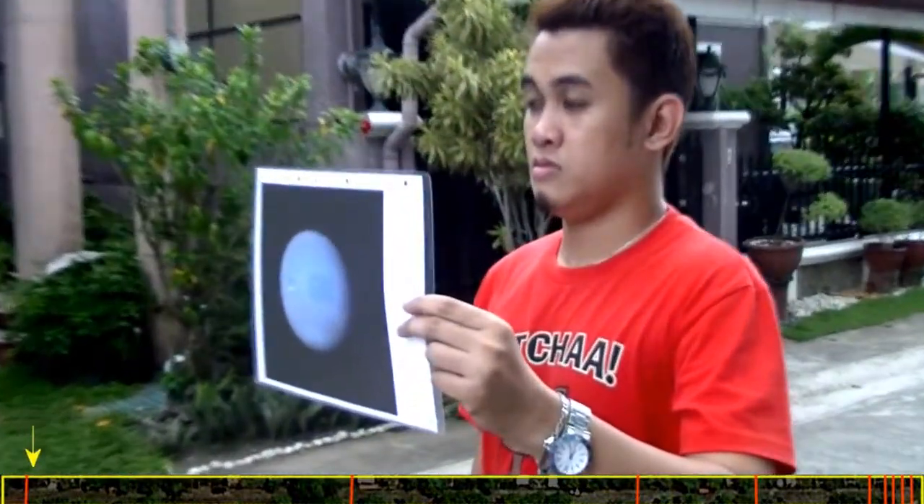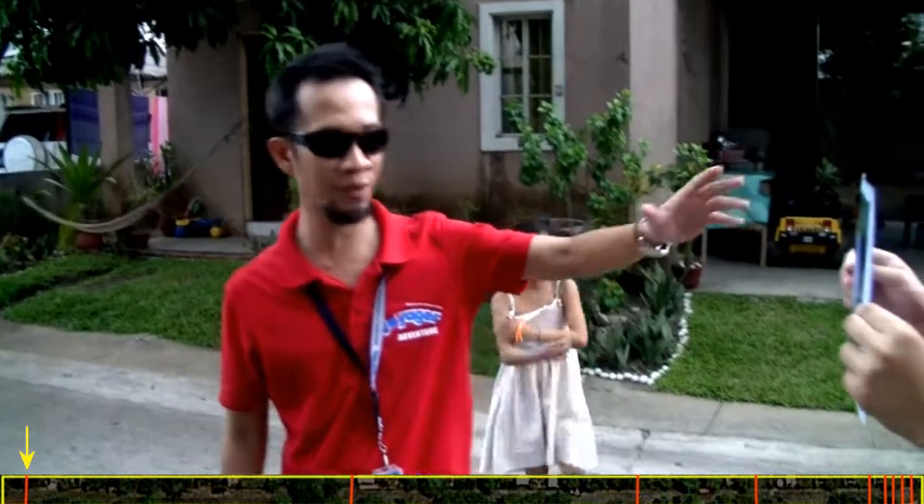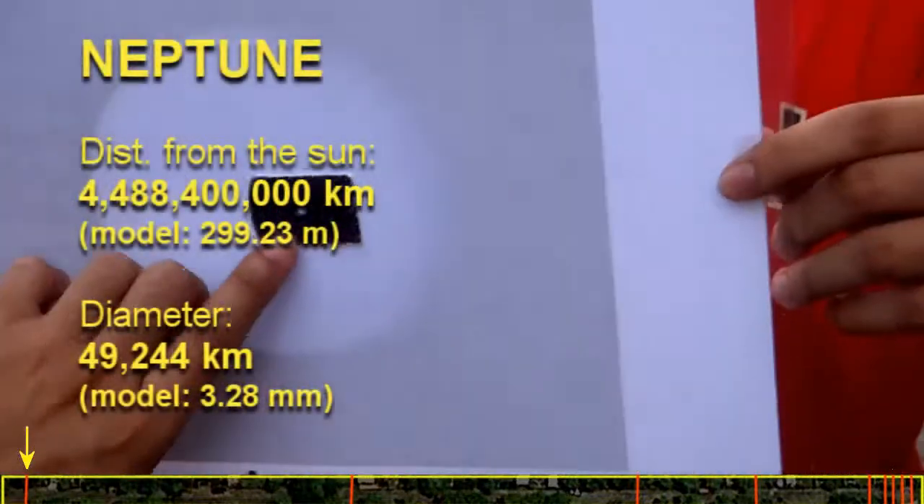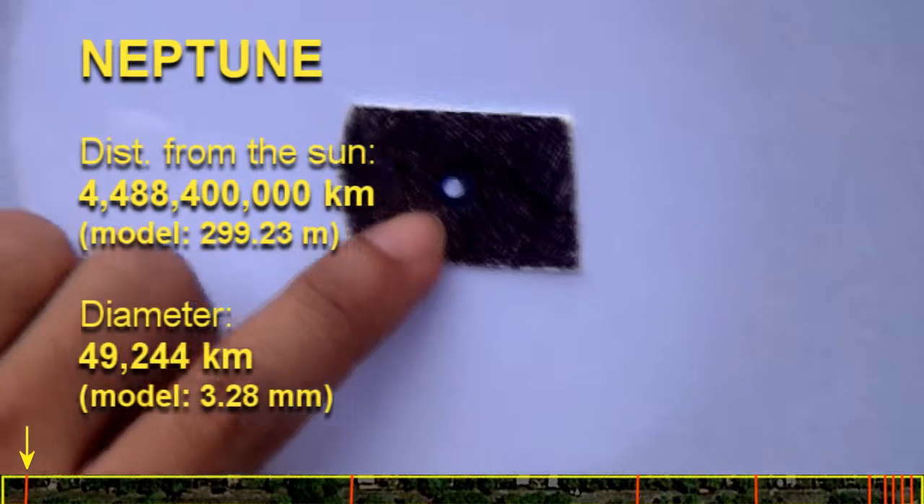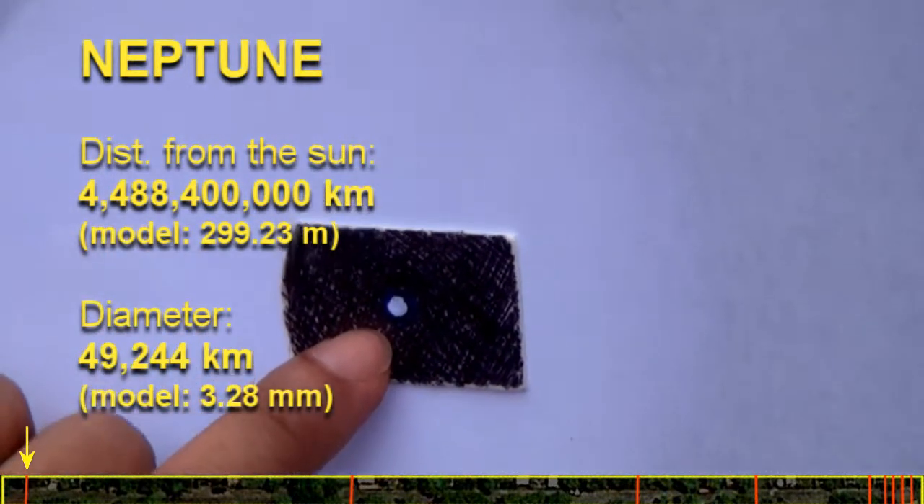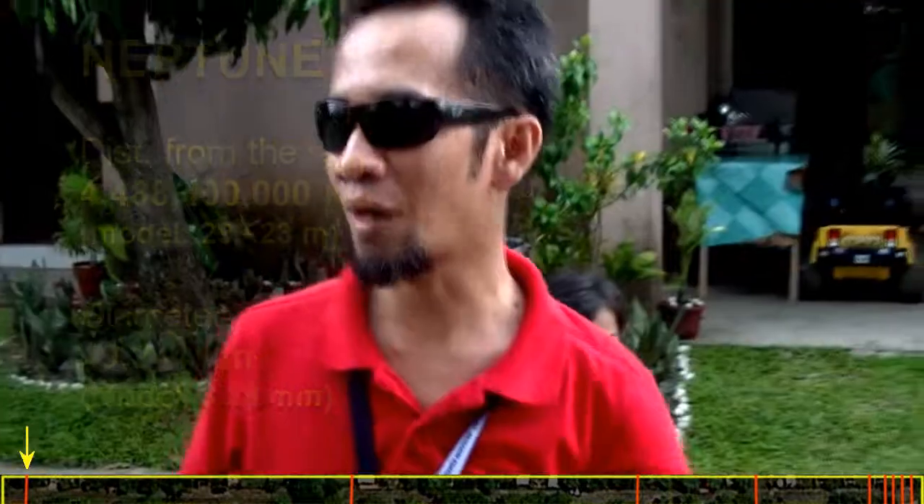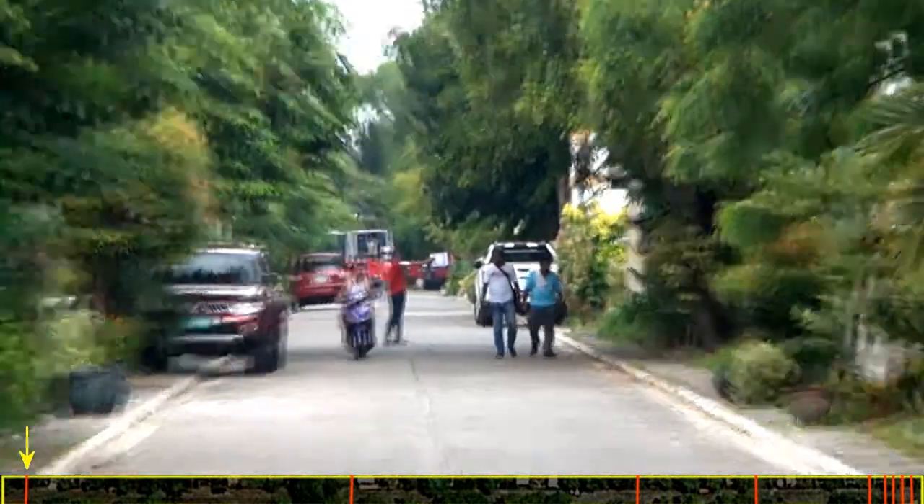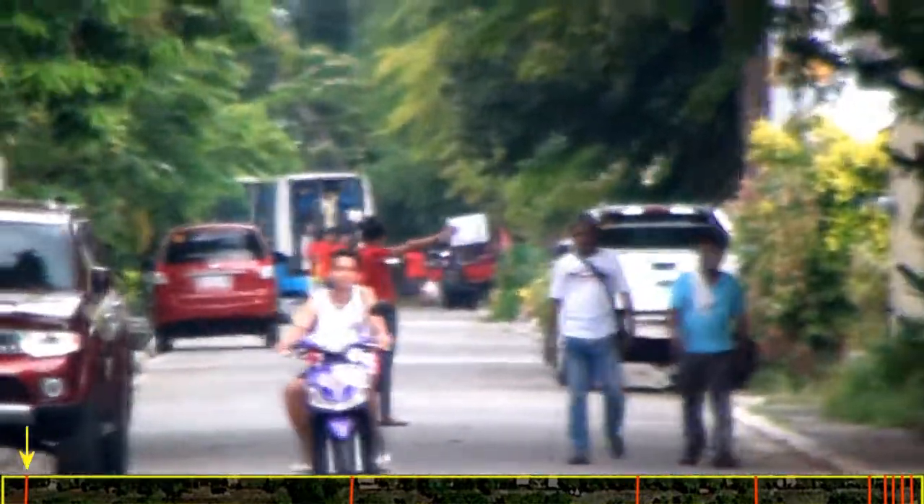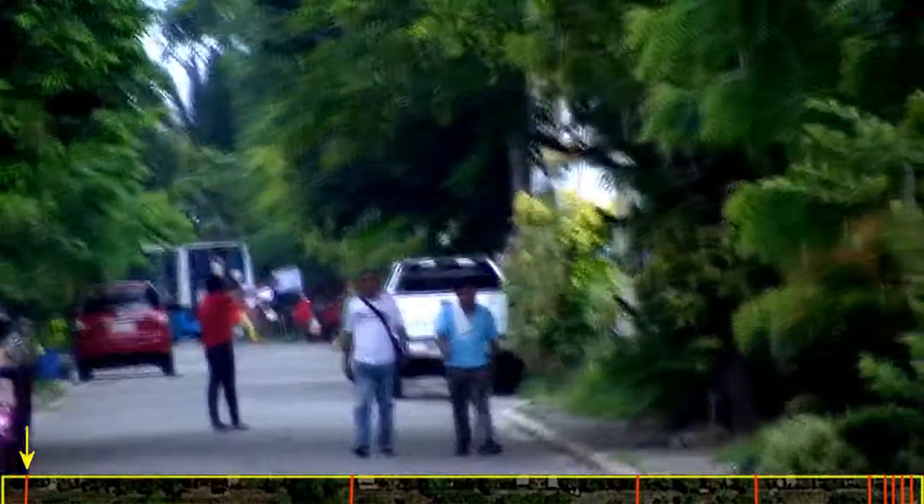And now we come to the last planet of the solar system, that's the planet Neptune. But again, it's only a picture of the planet Neptune, it's not the real size. So now flip it over. And so this is the actual size of the planet Neptune at this scale, just 3.28 millimeters. So we are at the edge of the solar system. How far back is the Sun? The Sun is 299 meters away, which in reality is 4.4 billion kilometers away. So that finishes our tour of the solar system.